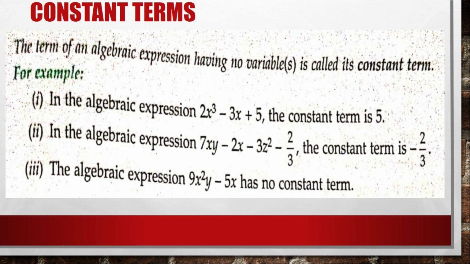Now, constant term. What is a constant term? The term of an algebraic expression having no variables is called its constant term. For example, in 1 you can see in this expression 5 has no variables, so this is a constant term. In the second one, minus 2 by 3 is the constant term. In the third one, no term is without a variable. That means every number has a variable attached to it, so there is no constant term present here.